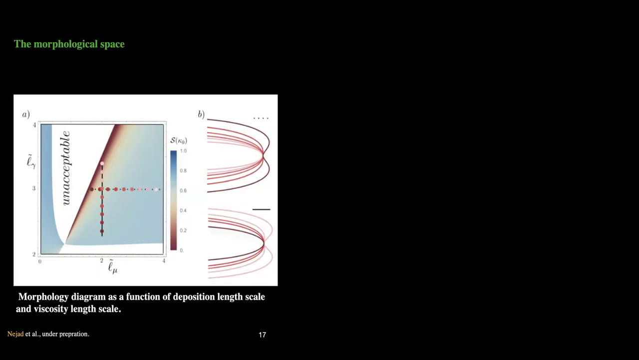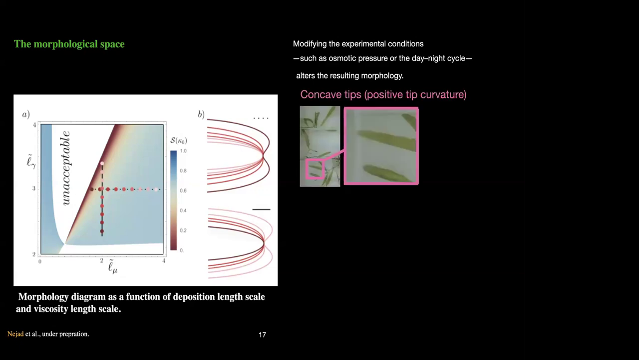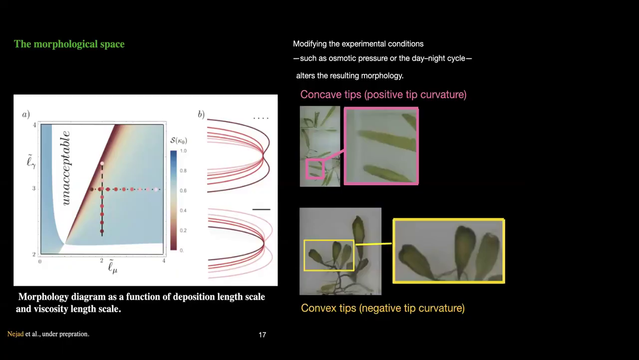So we can go from positive curvature of the tip to negative curvature by changing these two length scales, but also by changing the pressure difference inside and outside. And in the experiments, they're able to modify the conditions to account for these sorts of perturbations or changes. For example, they can add salt or other things to the solution, and that changes the pressure difference inside and outside. And as a result of that, they can also see a change from a positive curvature of the tip to a negative curvature of the tip.